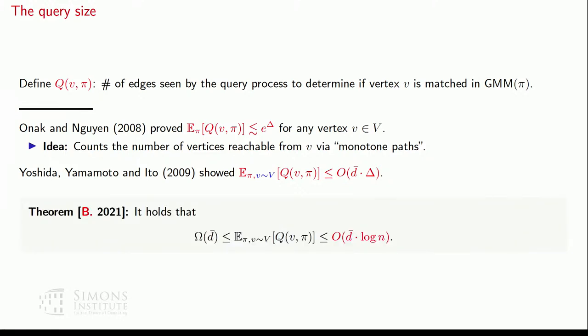Okay, anyway, so what I proved was I tightened this up to the log n factor. I show that for a random vertex and a random permutation, the size of this recursive query tree is upper bounded by the average degree times log n, and it's also lower bounded by the average degree. So the right answer is somewhere between. So up to log n factors settles it.